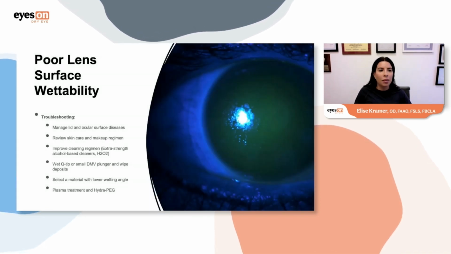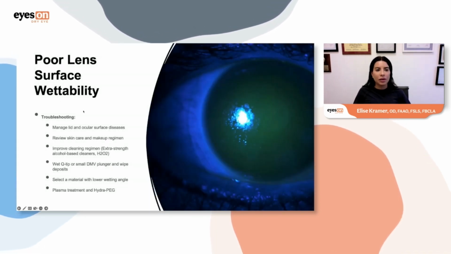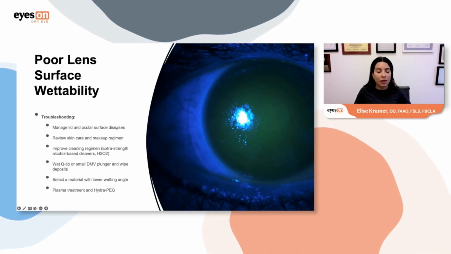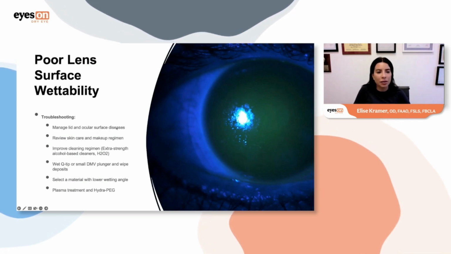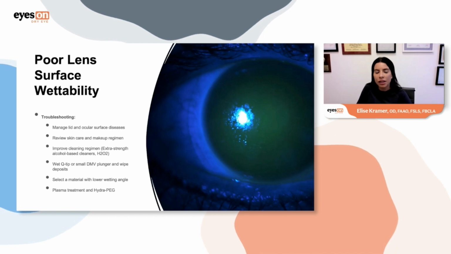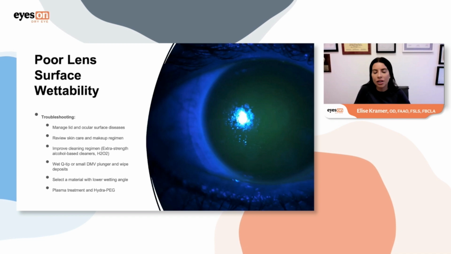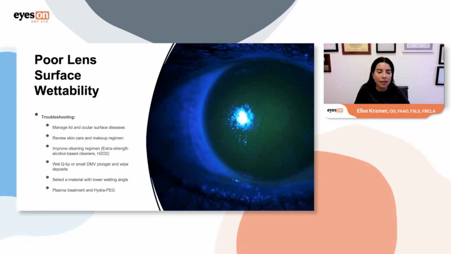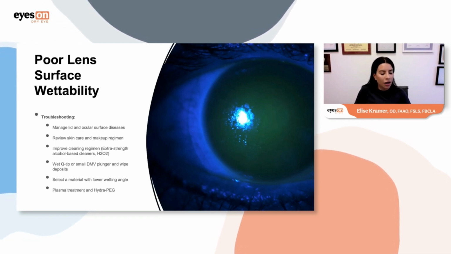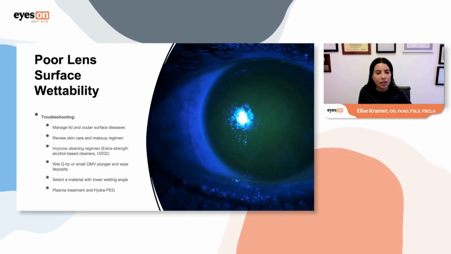So what do we do about poor lens surface wettability? Obviously, the first thing we want to address is managing lid and ocular surface disease. If a patient also has evaporative disease, we talked about education, hot compresses, omega-3, preservative-free artificial tears, sometimes with lipid, that helps as well.